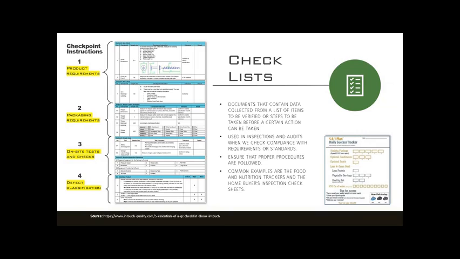A checklist may be the most common of them all. It's a document that contains data collected from a list of items to be verified or steps to be taken before other things can happen. Checklists are essential in inspections and audits when we need to verify compliance with requirements, standards, and codes, or anywhere we need to ensure that proper procedures are being followed.